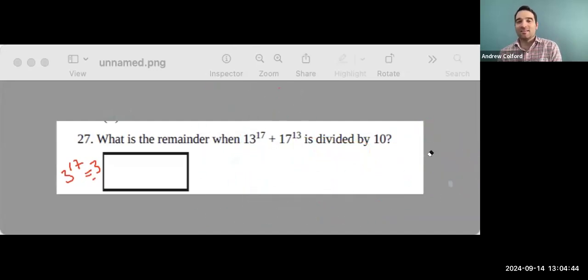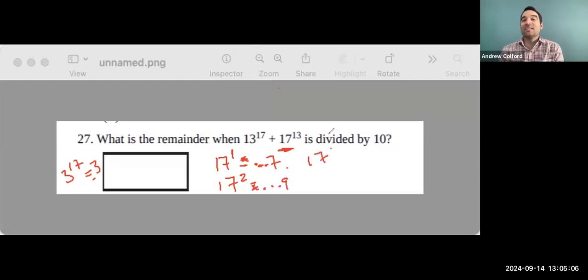Well, this one is kind of complicated for the sake of being complicated. I can tell this is from Manhattan. Manhattan likes to do that sometimes. 17 to the power of 13, we're going to do the exact same thing. So 17 to the power of 1 ends in a 7. 17 to the power of 2 ends in a 9. 17 to the power of 3 ends in a 3, 63. 17 to the power of 4 ends in a 1.